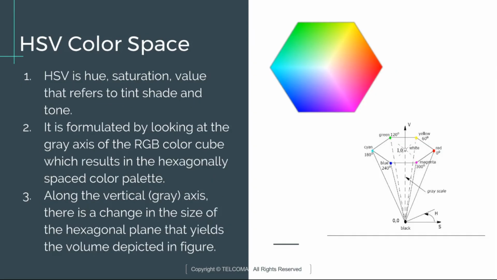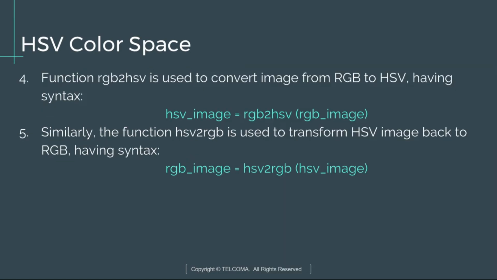Next is HSV color space. HSV is hue saturation value that refers to tint shade and tone. It is formulated by looking at the gray axis of the RGB color cube, which results in the hexagonally spaced color palette. Along the vertical, that is gray axis, there is a change in the size of the hexagonal plane that yields the volume depicted in this figure.